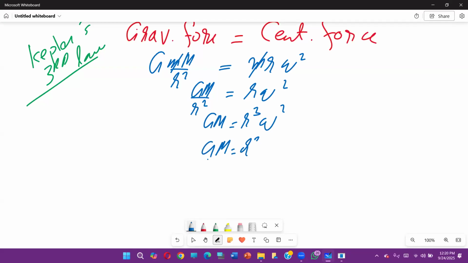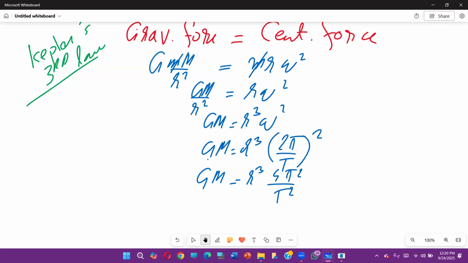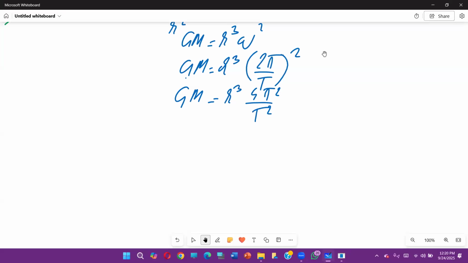GM is equal to r cube. In place of omega, should I put the time period? GM is equal to r cube 4 pi square upon T square. This is a scribble way of revising, and I'm writing it. I don't know how many times you people have also written it, but organic memory always works in this way. You have to write, you have to read, you have to write. Writing is the best source.